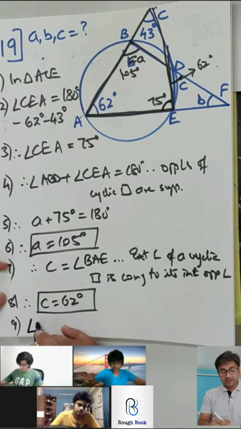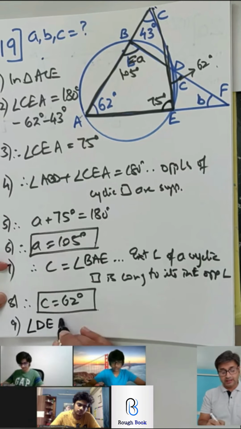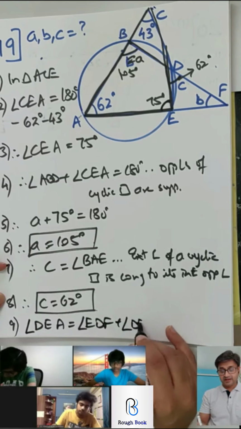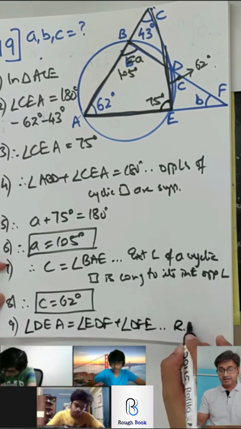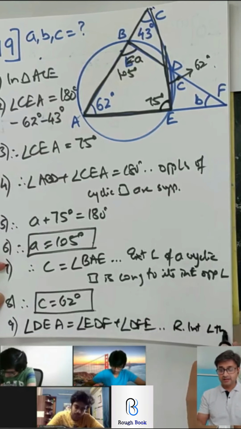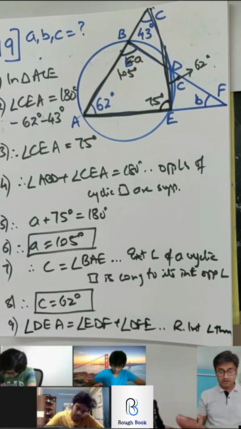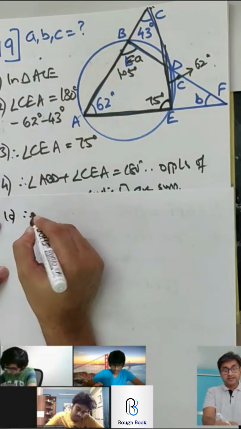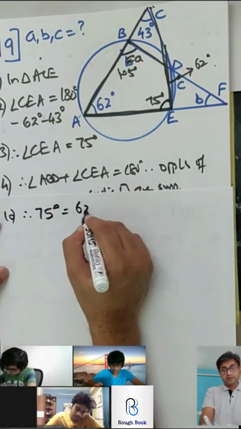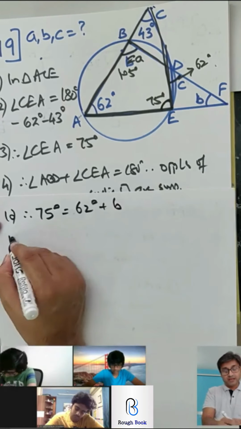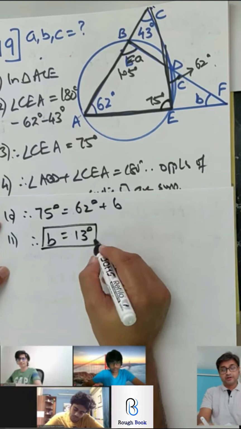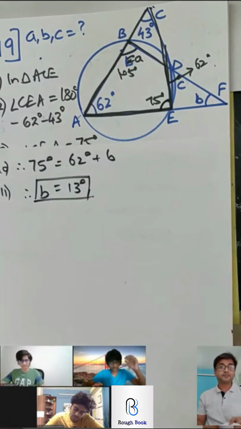So what I am going to use is angle DEA is equal to EDF plus DFE, and write the reason as remote interior angle theorem. So now I can directly say, step number 10, DEA is 75, which is equal to 62 plus B, and I can directly get B is equal to 13 degrees. Did you get the same answer, 13 degrees, guys?